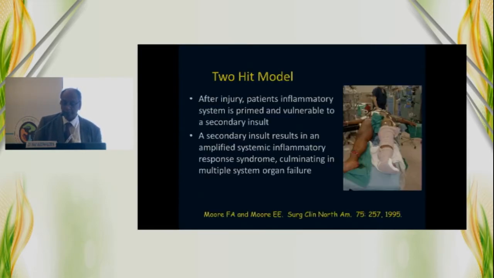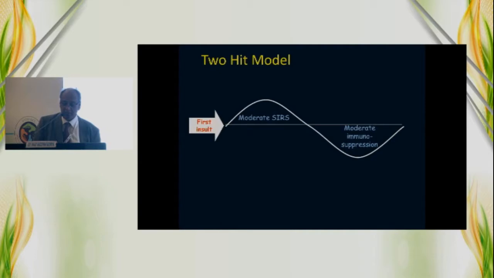Okay, so the two-hit model was proposed by Moore and Moore from Denver. So they said that after injury, the patient's inflammatory system is primed and vulnerable to a secondary insult, and if during this period of priming of the inflammatory system, a second insult was provided, it resulted in an amplified systemic inflammatory response syndrome, which then would lead to major problems including multi-system organ failure.